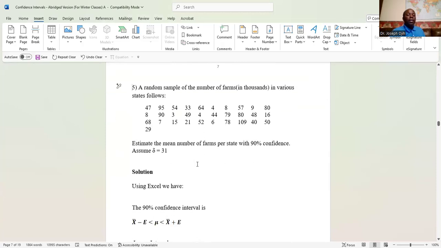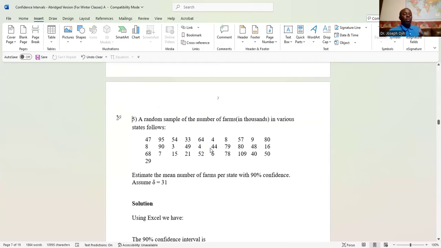It said a random sample of number of farms in thousands in various states were as follows. So number of farms in various states. They listed it there by state. It's the number of farms in each state, but these are in thousands. For example, this state has 47,000 farms, and this one has 95,000 farms, and so on. It said estimate the mean number of farms per state with 90% confidence.